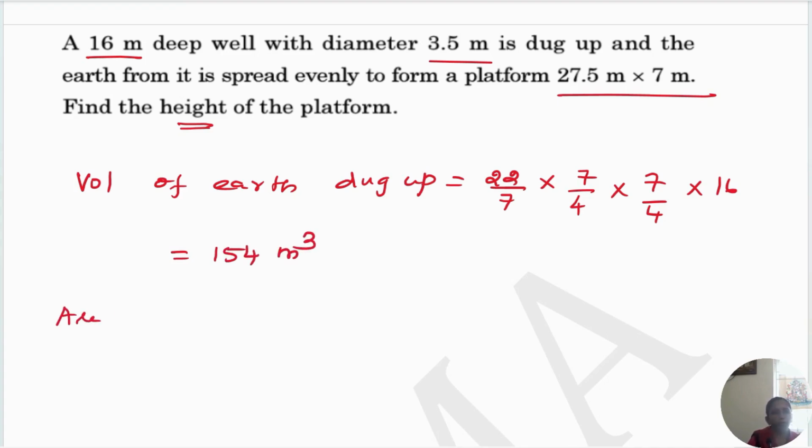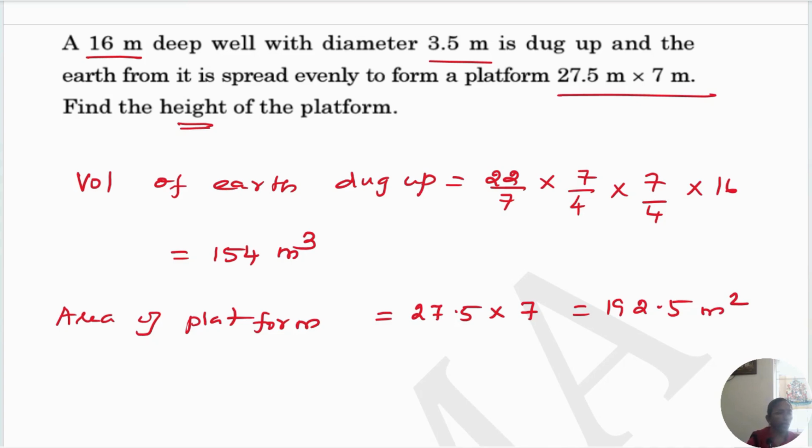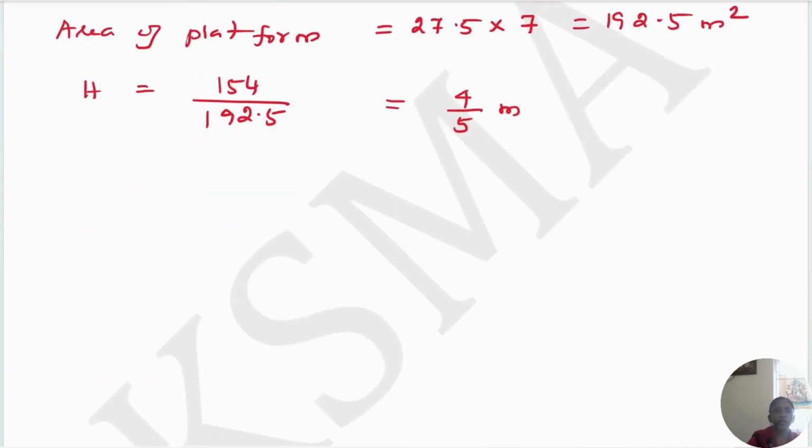Then the area of the platform. Here we are given 27.5 cross 7, so that will be 192.5 meter square. So the height of the platform is equal to 154 divided by 192.5. So this will be 4 by 5 meter, or if you want to write it in centimeter, that will be 80 centimeter.